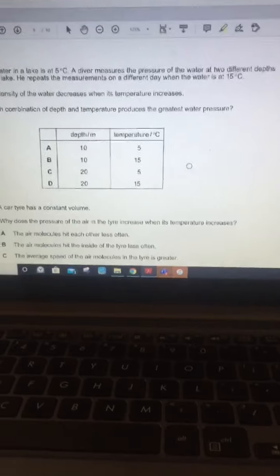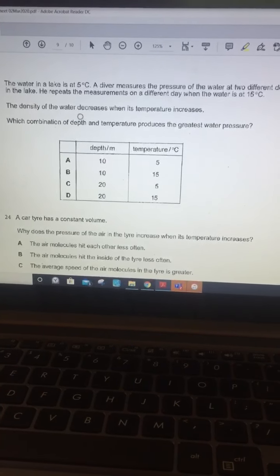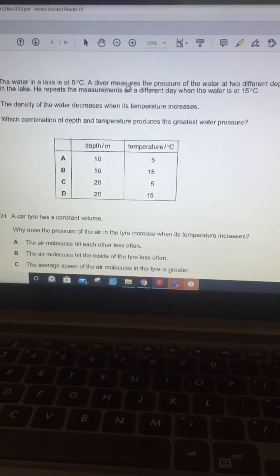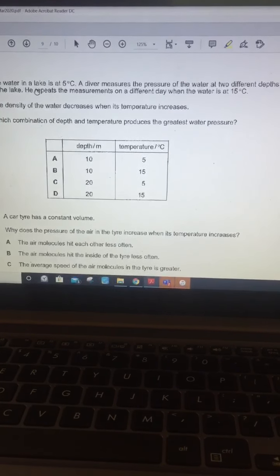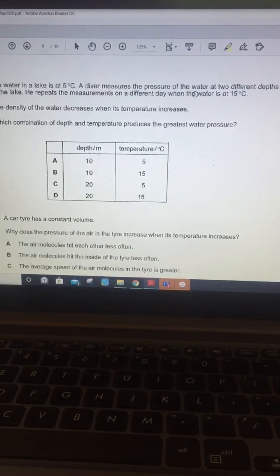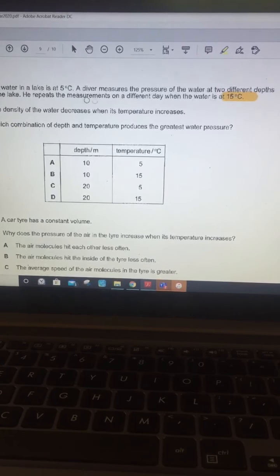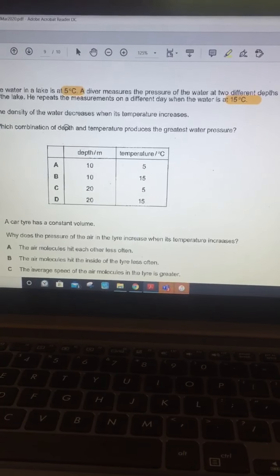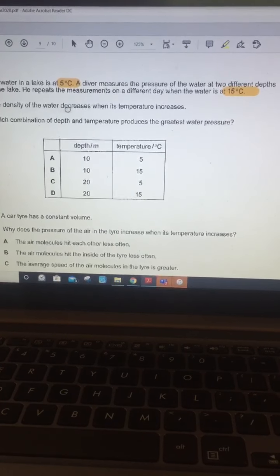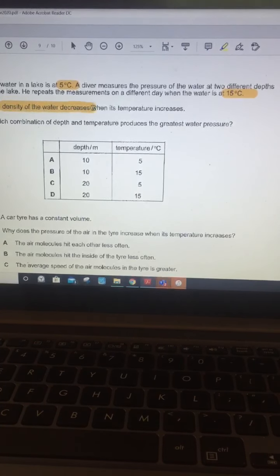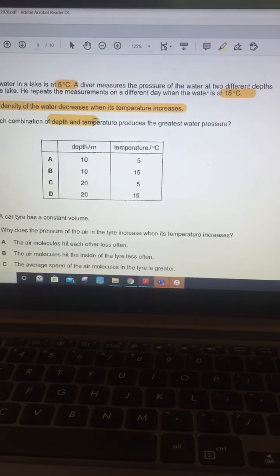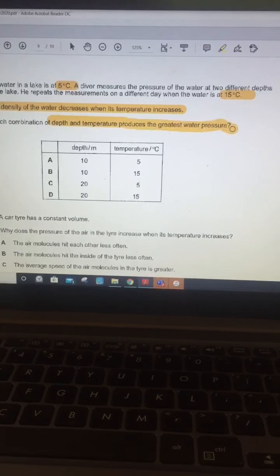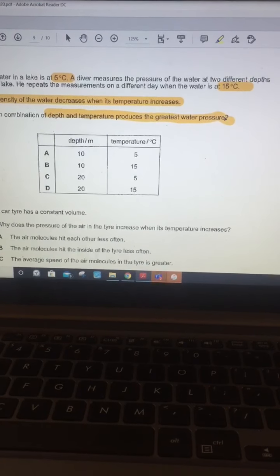Question number 23. The water in a lake is at 5 degrees Celsius. A diver measures the pressure of the water at two different depths in the lake. He repeats the measurements on a different day when the water is 15 degrees Celsius, so the temperature has increased. The density of the water decreases when its temperature increases. Which combination of depth and temperature produces the greatest water pressure?